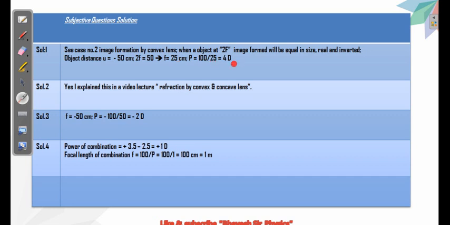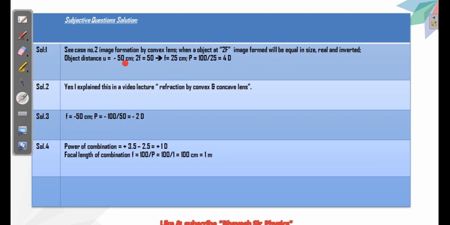Now the object: you place the object at a distance of 50 centimeter from a lens. You put the object on the left side of the lens, and as we discussed in the sign convention, on the left side we use a negative sign. So the object distance is u equal to minus 50 centimeter, and the power you will get is 4 diopter.